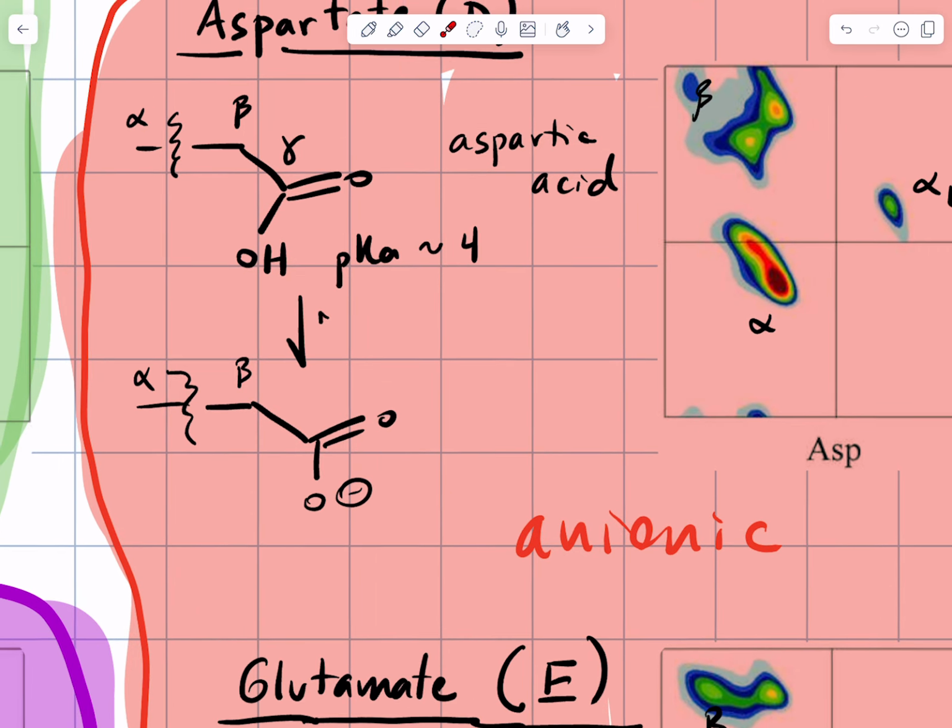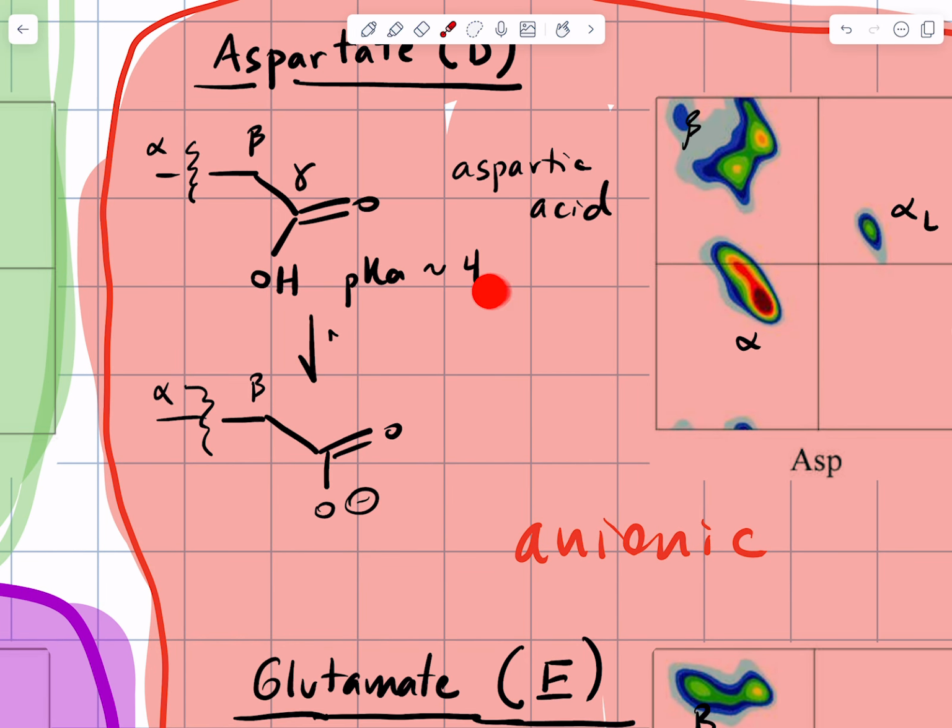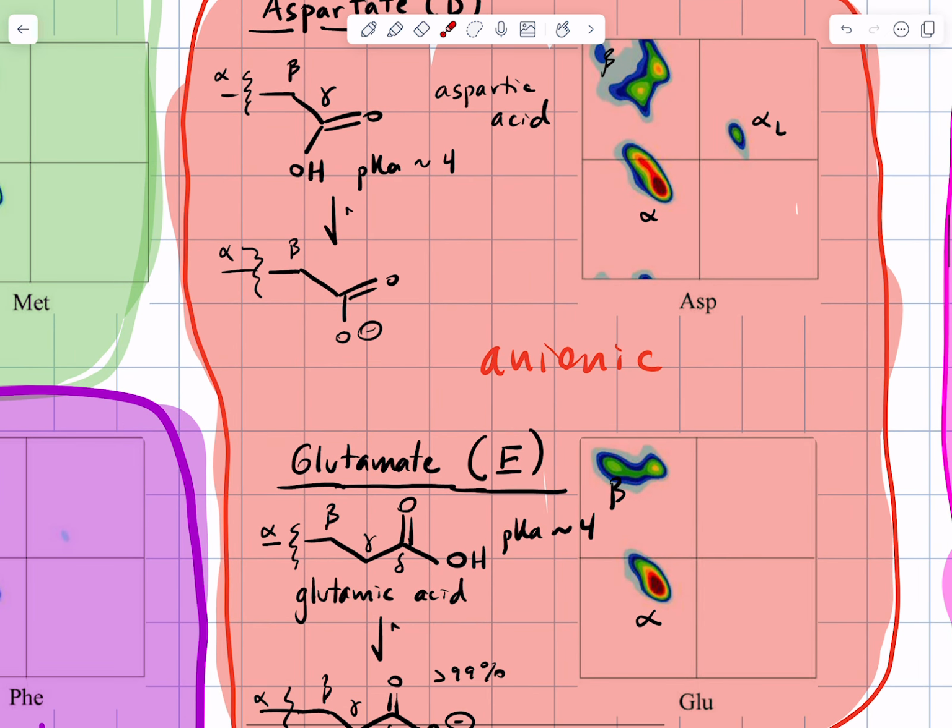For aspartate, in its acid form, which has a pKa of 4, you've got a carboxylic acid on the gamma carbon and just a beta carbon, and beta then gamma, and the gamma is the carboxylic acid. Glutamate is 1 CH2 unit longer, so you go alpha, beta, gamma, and then delta is the carboxylic acid.